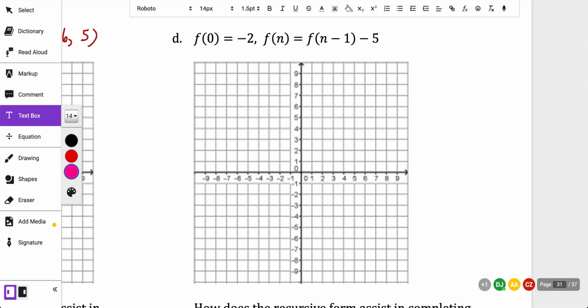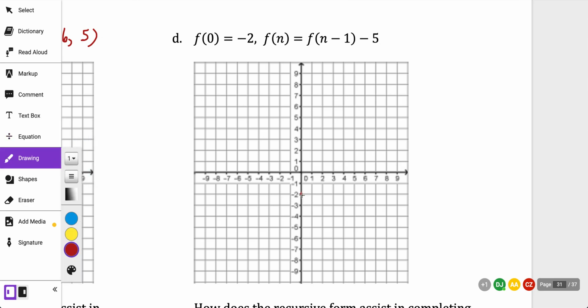All right, this one's recursive. Recursive is a little different just because it's from one stage to the next. So this is going to be a discrete graph. And what this is telling me is f of 0, so when I plug in 0 for x, my output is -2. That's my y-intercept. And then to get to the next term, I'm just going to minus 5. So when I have 1, I'm going to minus 5 over here.